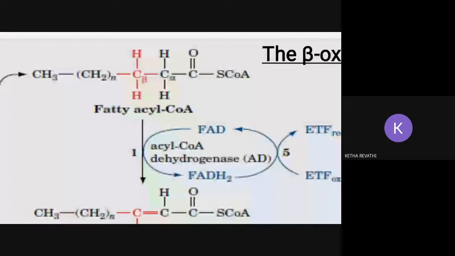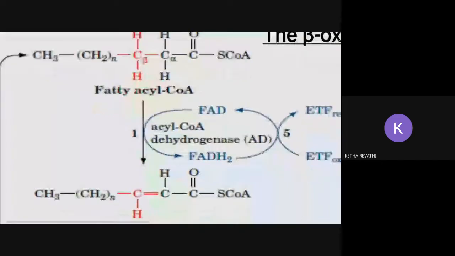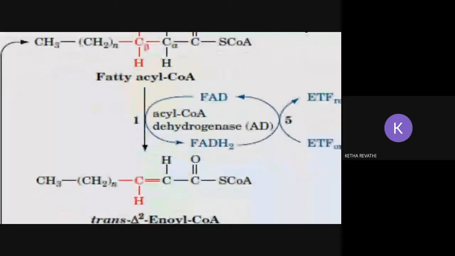So the alpha carbon atom means the first carbon atom. The beta carbon atom means the second carbon atom. Understood? Now this fatty acyl CoA undergoes oxidation. What is the first step? Oxidation. Fatty acyl CoA undergoes the oxidation.